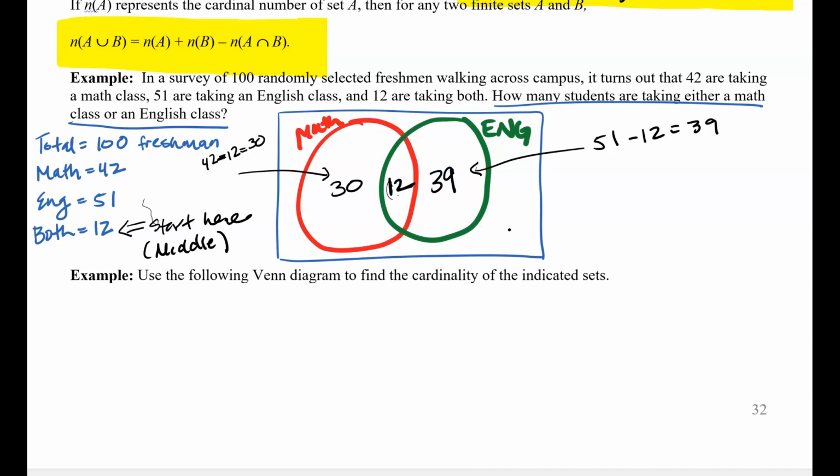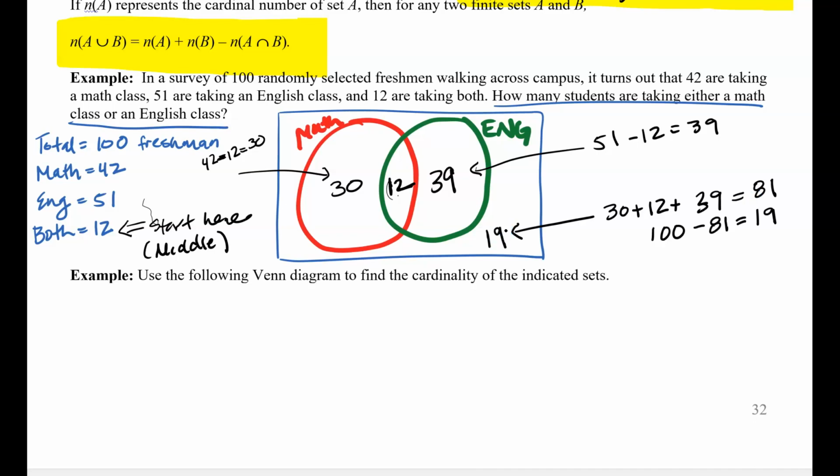And then I've got to figure out what needs to go on the outside. To figure that out, I'm going to figure out what's already in the diagram. So I've got 30 plus 12 plus 39, and I'm going to subtract that from 100. This is 81 when I add those up. There should be 100 in the diagram altogether, and I've already got 81 in the diagram, so if I take off 81, then that's 19 left over.